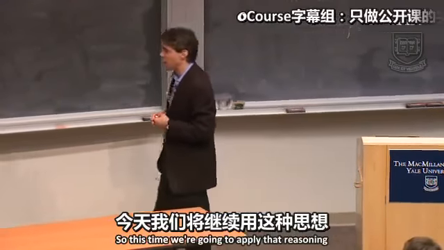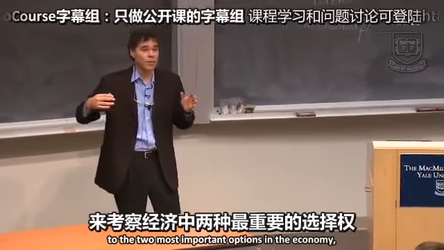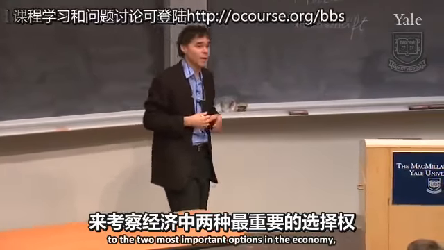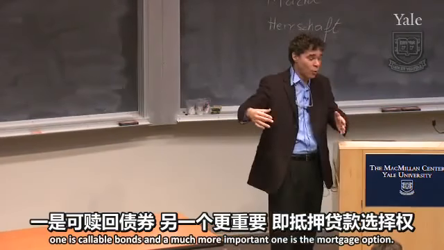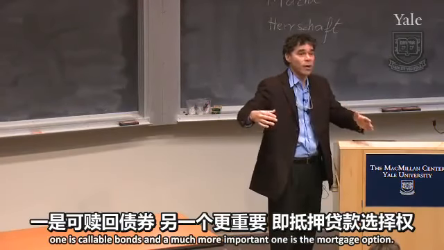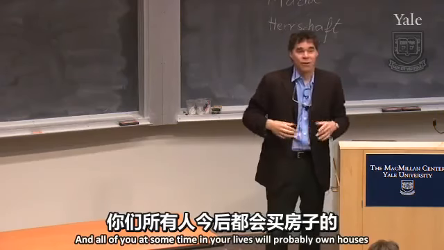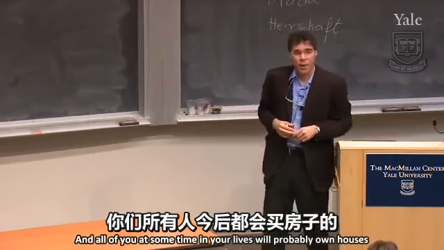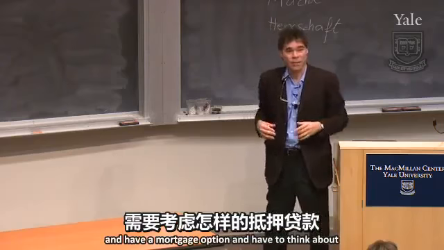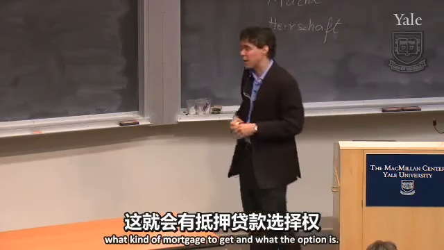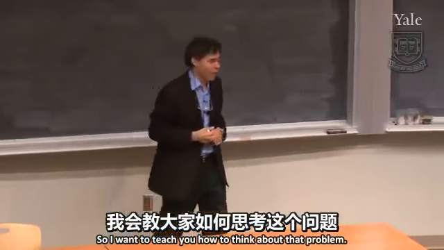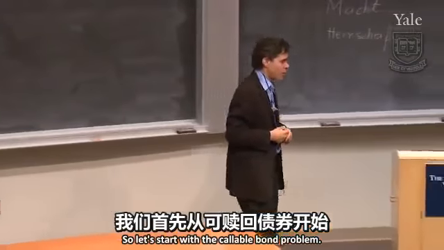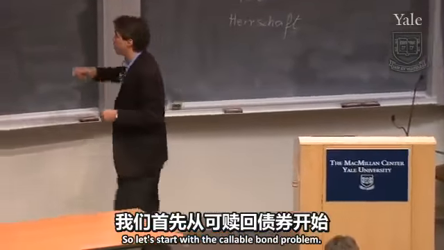So this time we're going to apply that reasoning to the two most important options in the economy. One is callable bonds, and then a much more important one is the mortgage option. And all of you at some time in your lives will probably own houses and have a mortgage option and have to think about what kind of mortgage to get and what the option is. So I want to teach you how to think about that problem. So let's start with the callable bond problem.